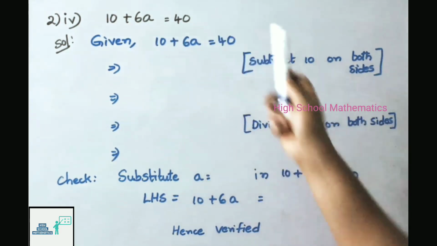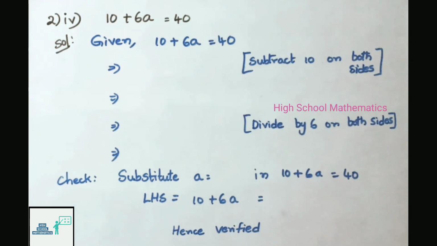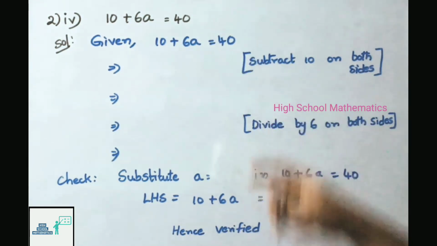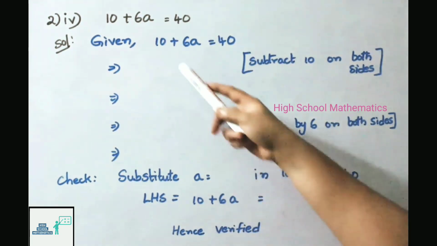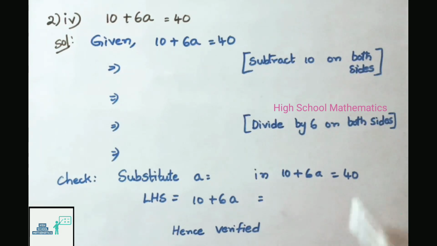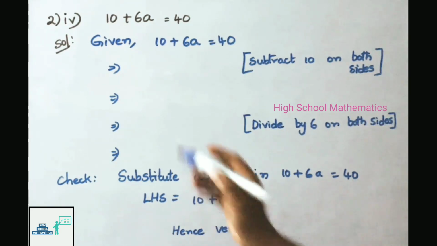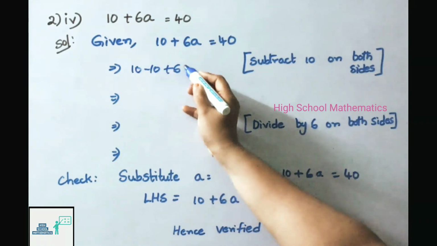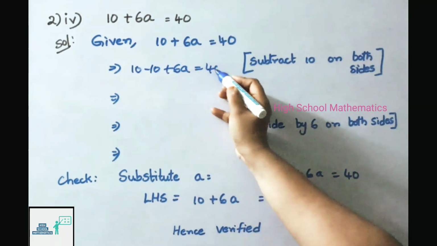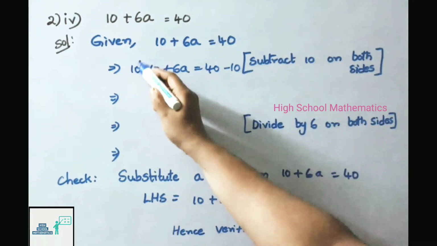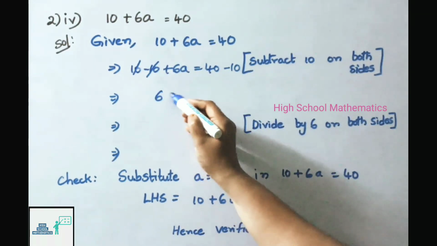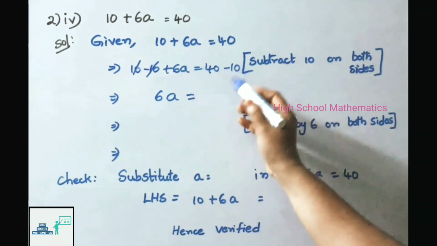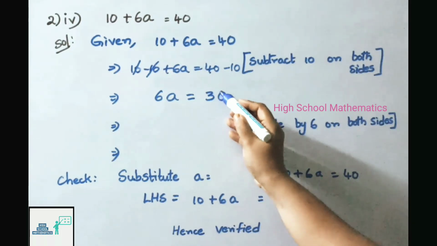See now fourth sum. 10 plus 6a equals 40. Let us see the solution. Given equation is 10 plus 6a equal to 40. Here plus 10 is there. To remove that, we are going to subtract 10 on both sides. So write down 10 minus 10 plus 6a, that equals 40 minus 10. Plus 10 minus 10 cancels, write down 6a, that equals 40 minus 10, that is 30.